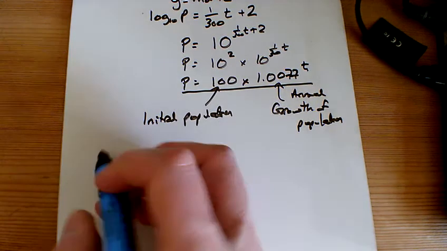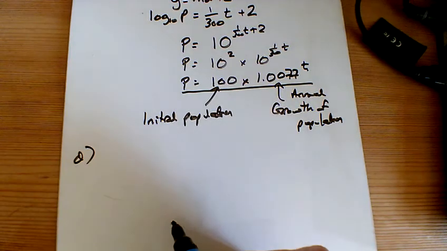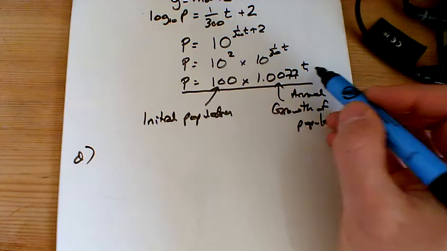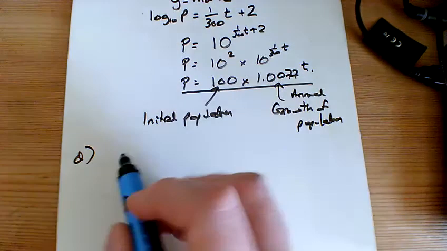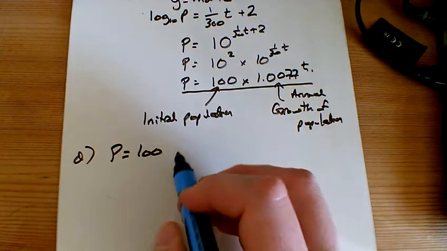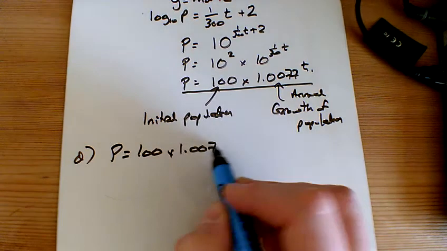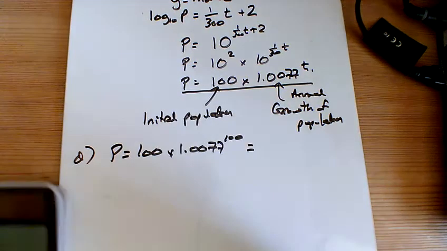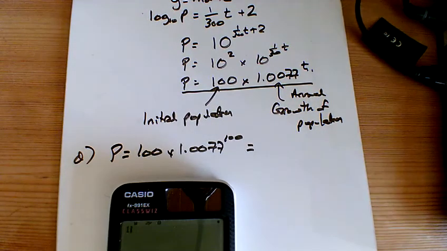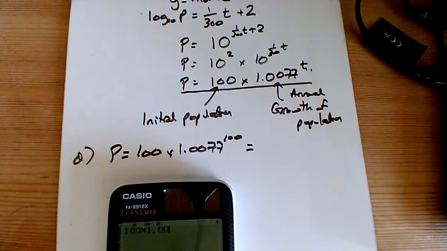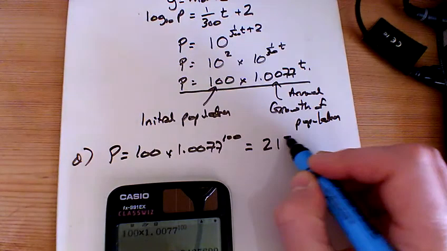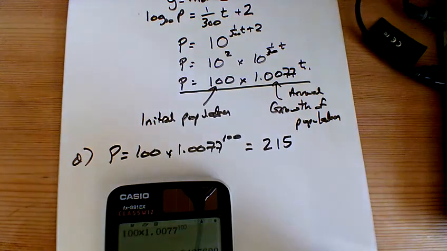For part D, we're then asked to find out when t is equal to 100. That's enormous. So just put the 100 in here. So we're going to be 100 times by 1.0077 to the power of 100. I'll do that in the calculator. 100 times by 1.0077. And it means that our population is now going to be 215.